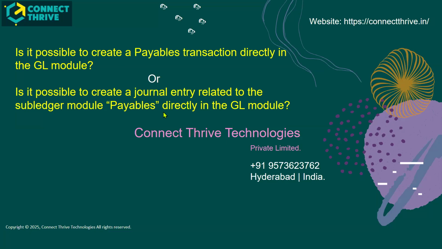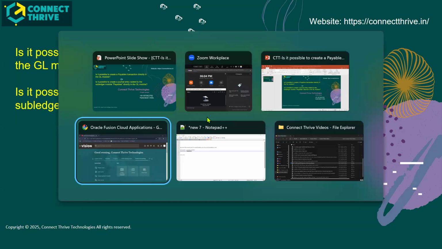Today I'm going to explain one of the important interview questions, which I got recently in PwC. Is it possible to create a payables transaction directly in the GL module? Or the same question he may ask: is it possible to create a journal entry related to the subledger modules like payables directly in the GL module? I'm going to explain whether it is possible or not. Okay, let's have a look at it.